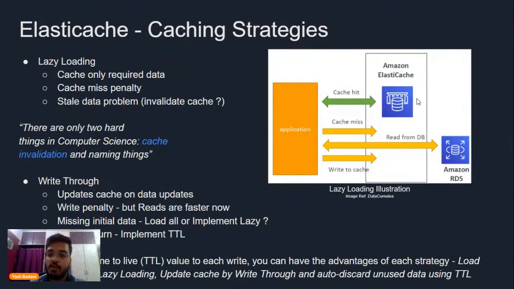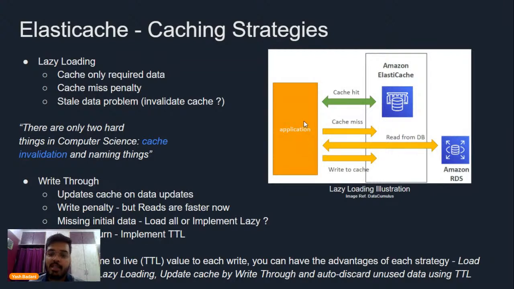I mean, the resources are quite costly, so I don't want to have an over-provisioned ElastiCache cluster. So what I can do is implement TTL. This is a time to live for every cache item, and here you can have advantages of each strategy. Now, if there's a cache miss for the first time, it will go and take the data from RDS, right? And it will write to the cache.